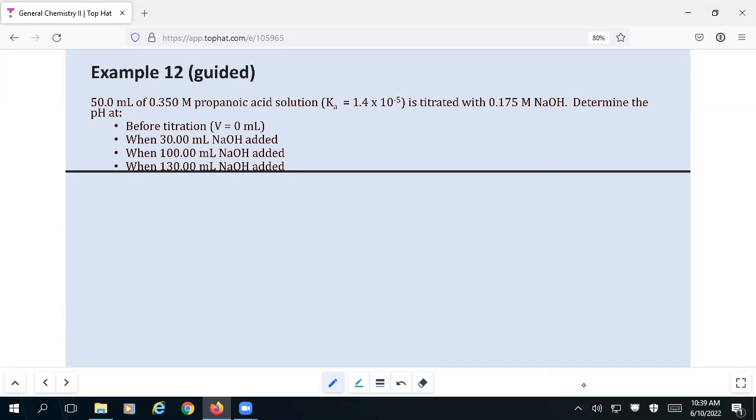So let's start at the beginning here. Before the titration, the initial concentration, the initial everything for the propionic acid, well, this would just be your straight up Ka to pH ice table. So propionic acid, we're just going to call H prop.